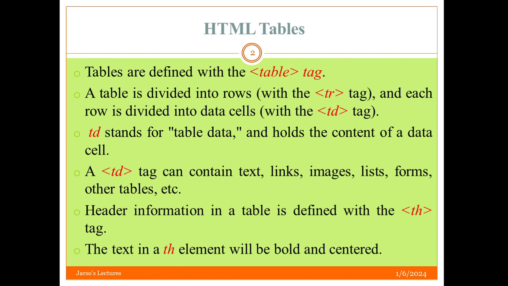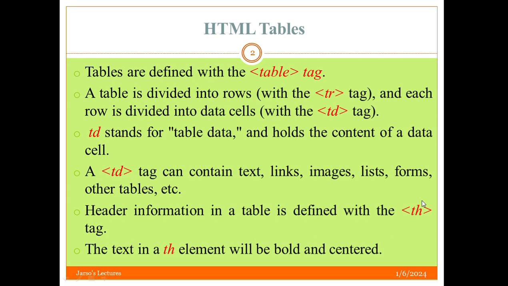As the name suggests, th means table header. A table row is formed from many attributes, many column headers. So to put these column headers, we use the th tag. All of them are container tag types: the table tag, tr tag, td tag, and th tag.